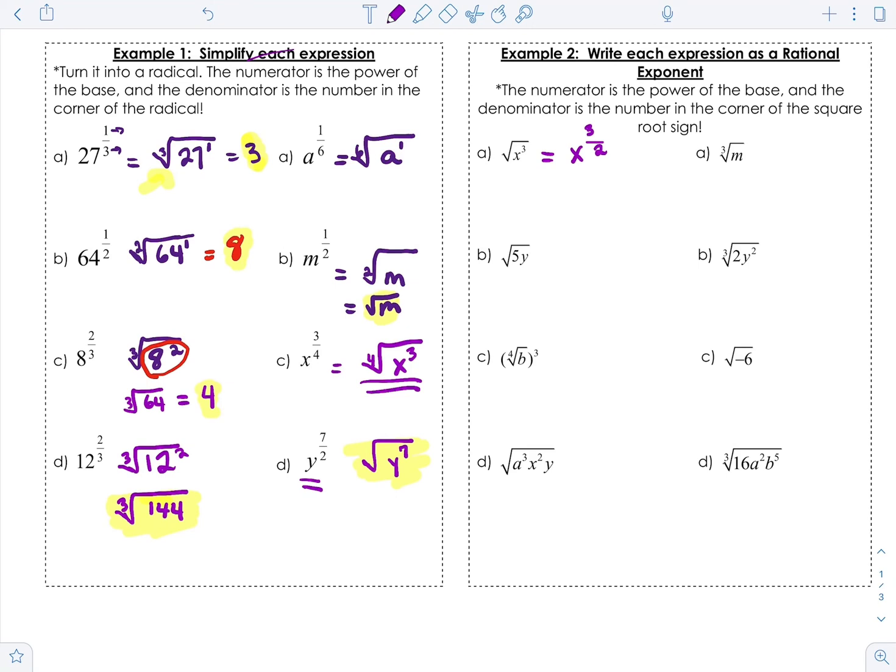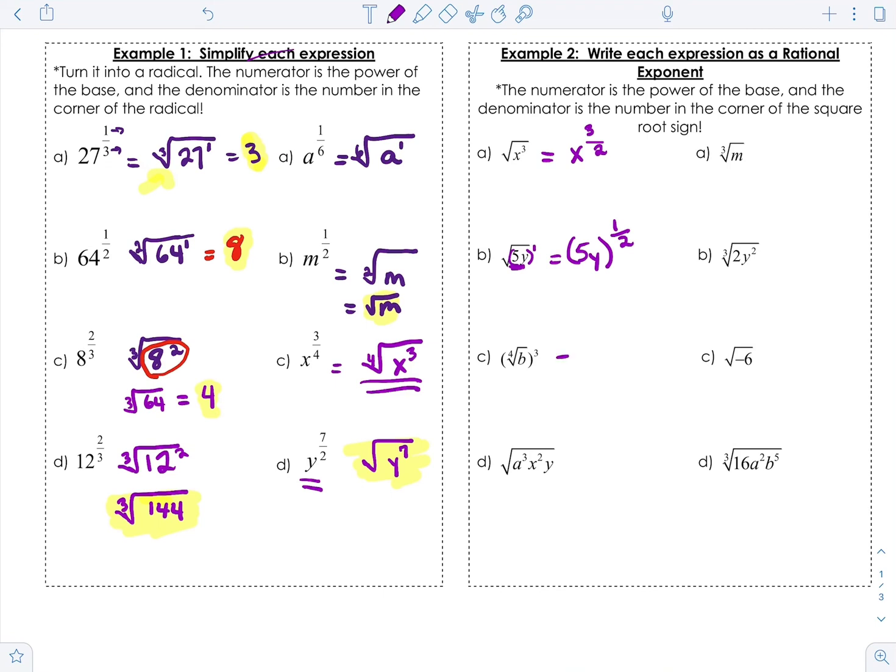All right, and then we have in part B, the square root of 5y. Now, what does that mean? Well, we write our base, which is 5y, and we're going to raise that to an exponent of 1. And the index, because it's not given, we know it's 2. So there it is. That 5y goes together. So that's why we're able to raise it to the 1/2.